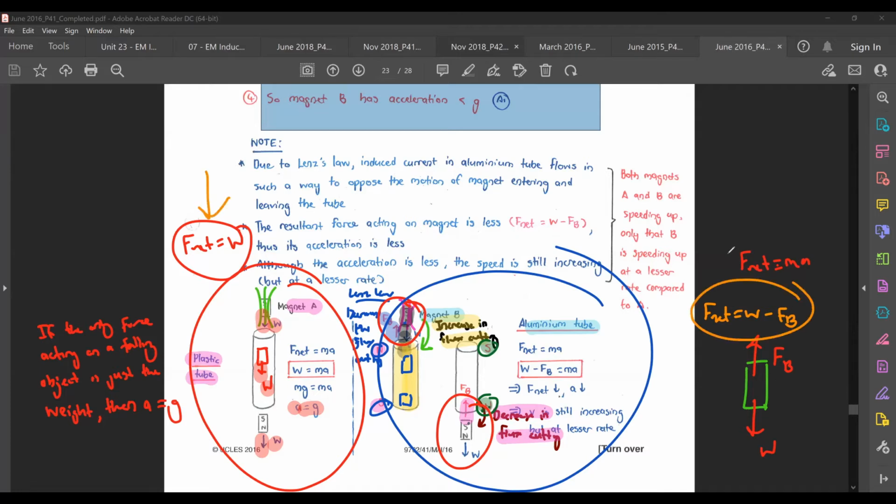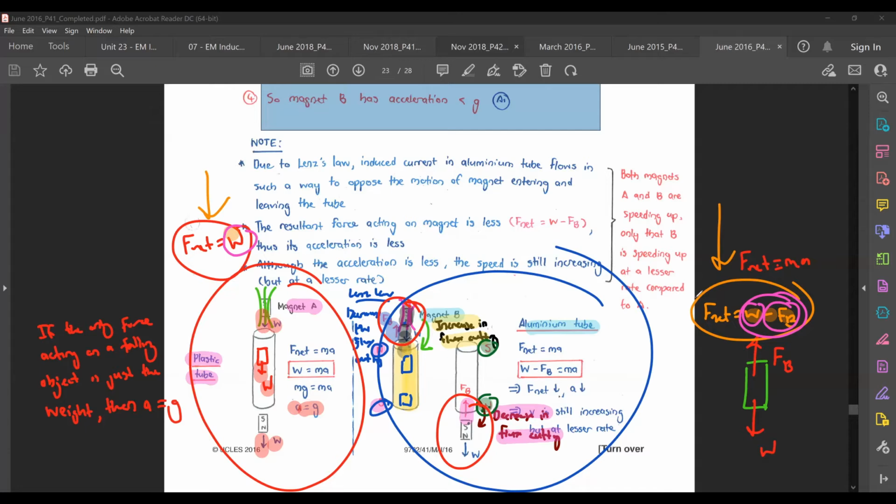This one or this one? The left one or the right one? If you just look at net force alone. Here, net force is W. Here, net force is W minus FP. Which one do you think is going to be the lesser one? Okay, let me give you a hint. This one is weight. This one is weight minus of some force. Obviously, this one is going to be less, right?